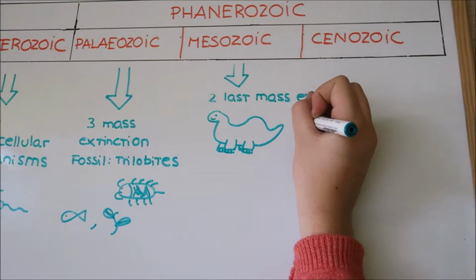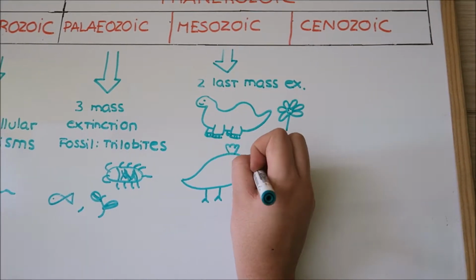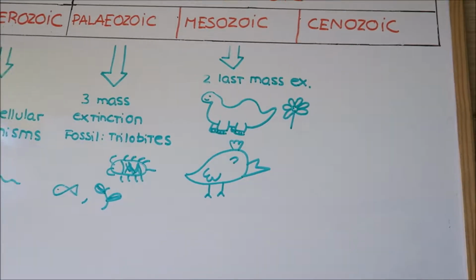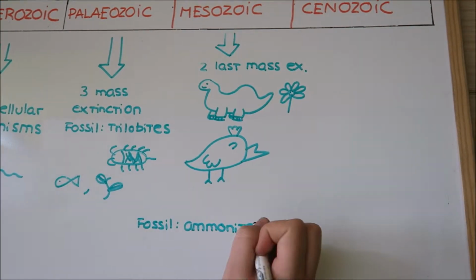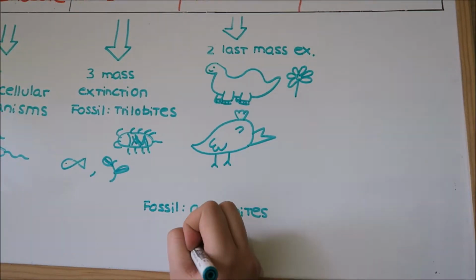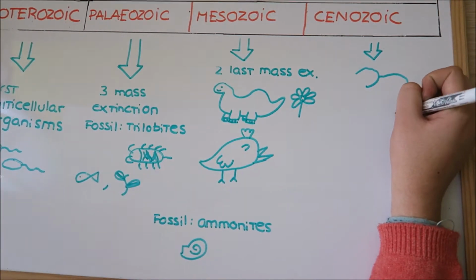The second era is the Mesozoic, and we have the manifestation of gymnosperm plants, mammal, and bird groups. In the middle of the era appeared the first flowering plants. The last two mass extinctions took place in that age, and the dinosaurs disappeared. The guide fossils are the ammonites.